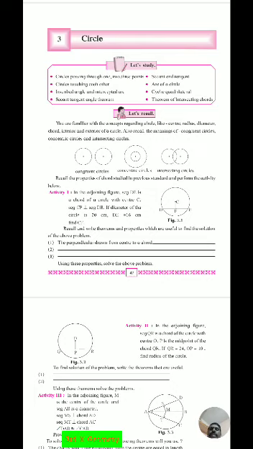The first is circles passing through 1, 2 and 3 points. Circles touching each other. Inscribed angle and intercepted arc. Secant tangent angle theorem. Secant and tangent, arc of a circle, cyclic quadrilateral, theorem of intersecting chords.